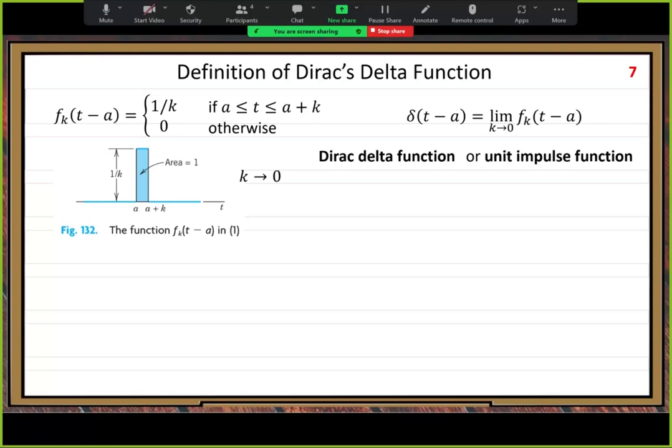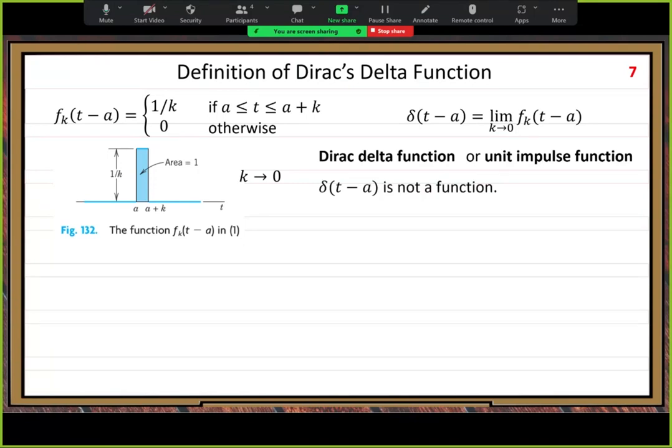Why unit? Because the area equals 1, that means the unit. The area is fixed, equal to 1. So that's the reason it's called a unit impulse function.